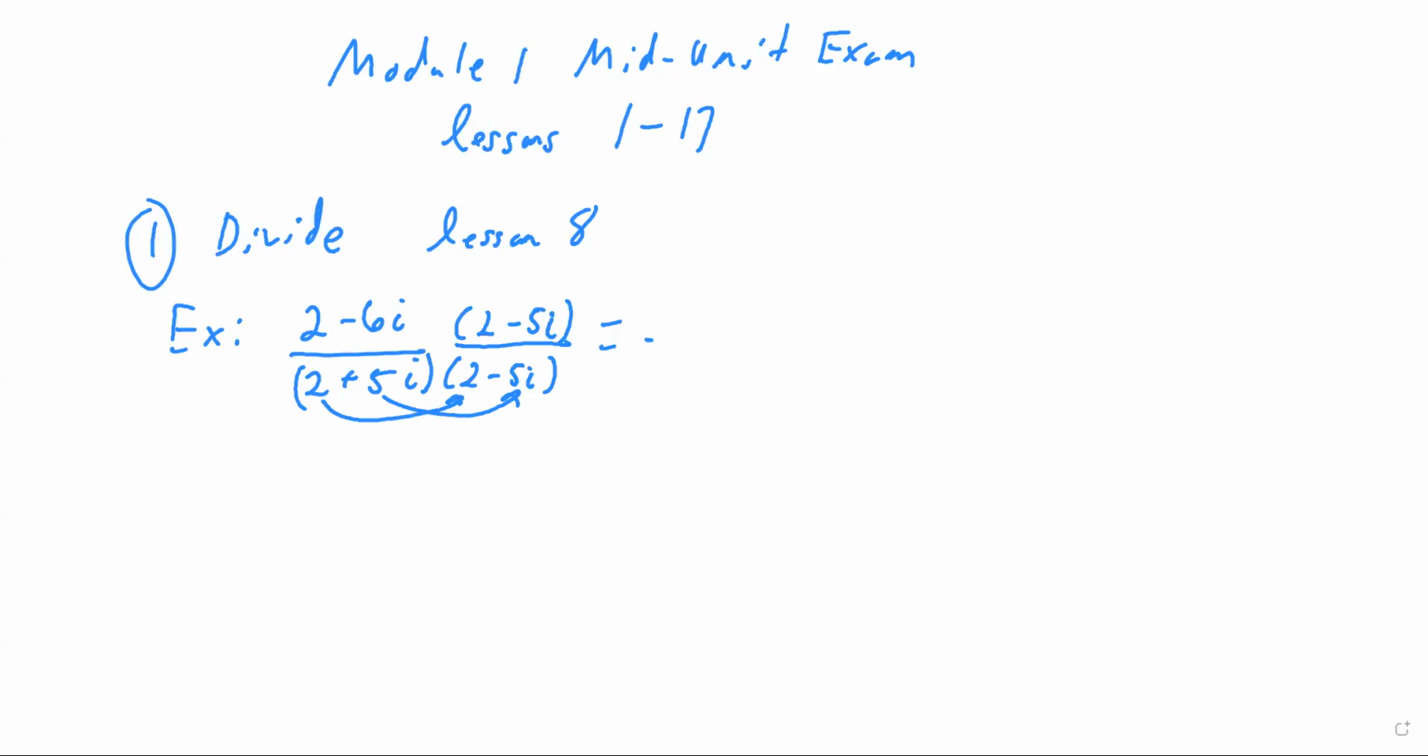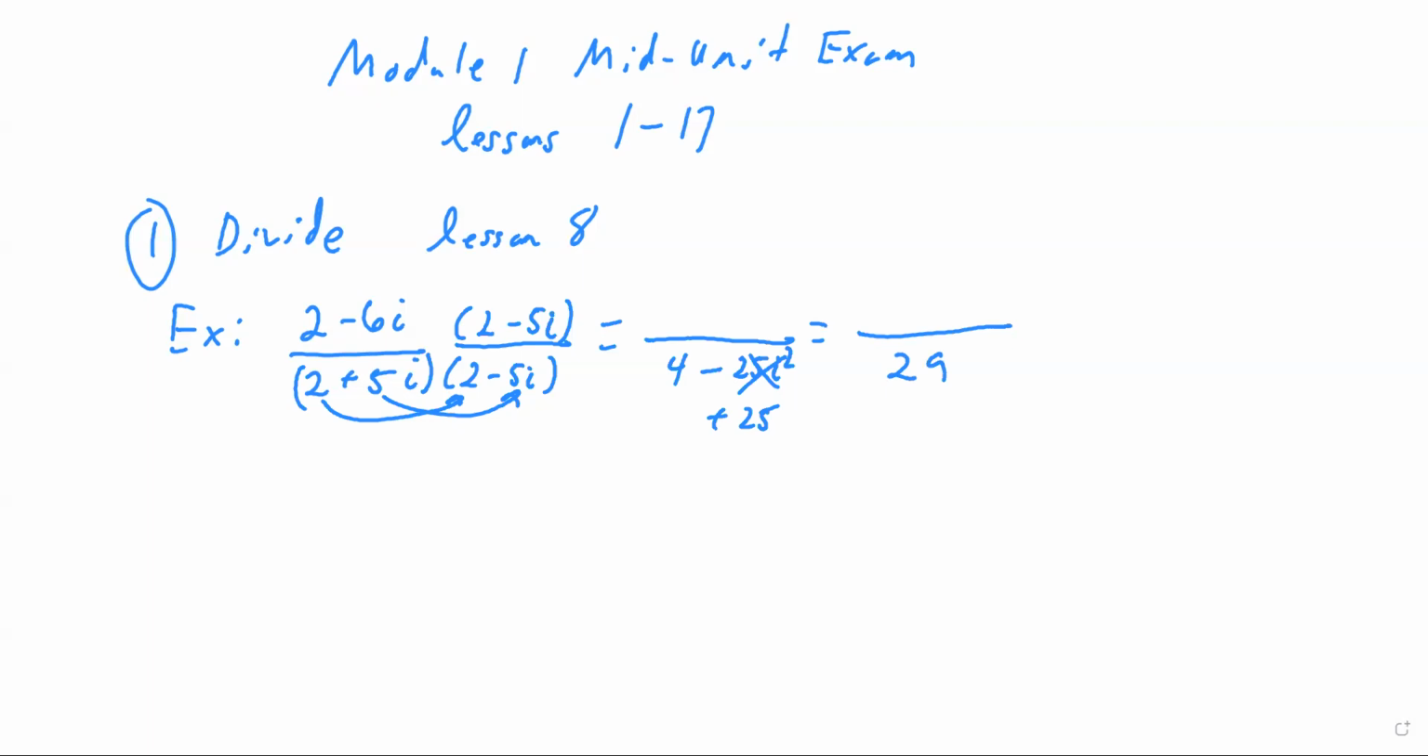So what's 2 times 2? What's 5i times negative 5i? i squared, right? And that i squared is going to make that negative 25 become a positive. So it becomes a plus 25. So then what's 4 plus 25? 29. All right. So you should always end up with a single number on the bottom.